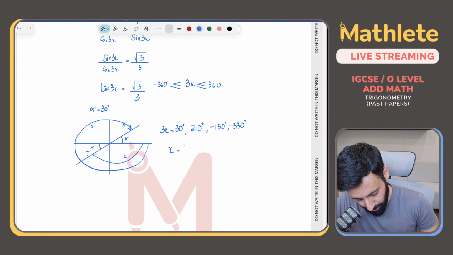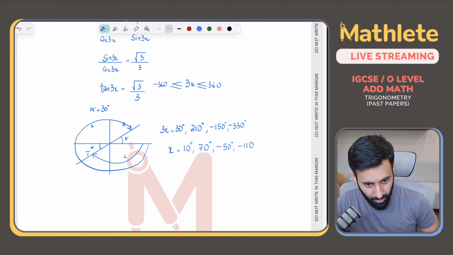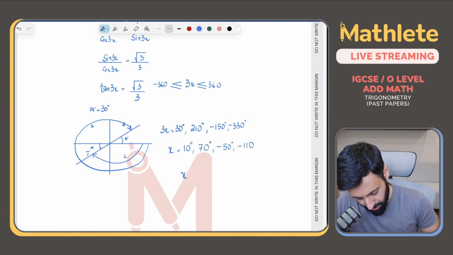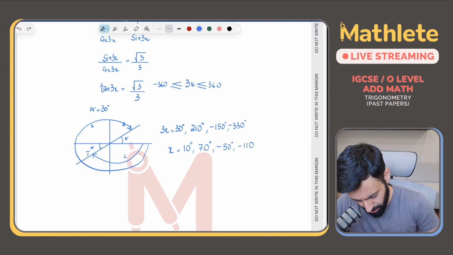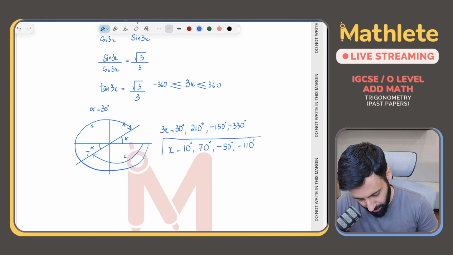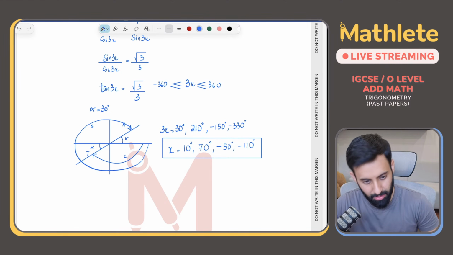And then in the end, we will divide all the answers by 3. So we get 30 divided by 3, which is 10. 210 divided by 3 is 70. This will be equal to minus 50. And this will be equal to minus 110. And then for good measure, write your answer in ascending order. Even if you don't, that's perfectly all right. So let's do, just to make it a point that it doesn't matter, let me leave the answers as it is. There we go.